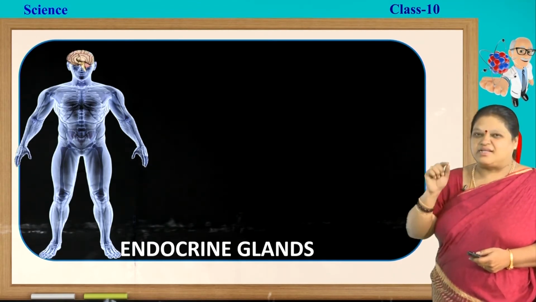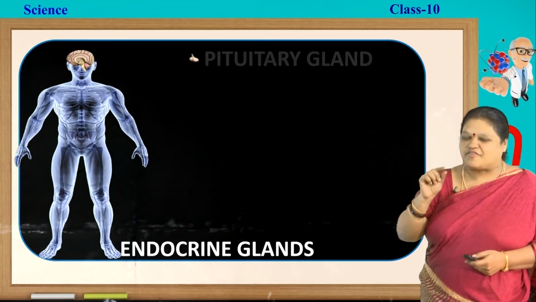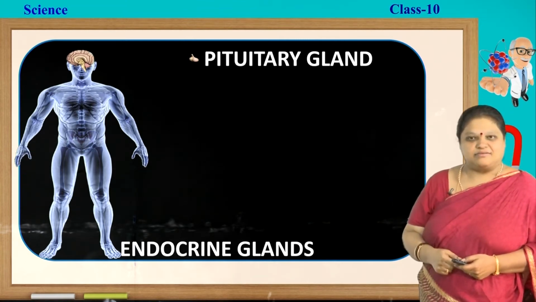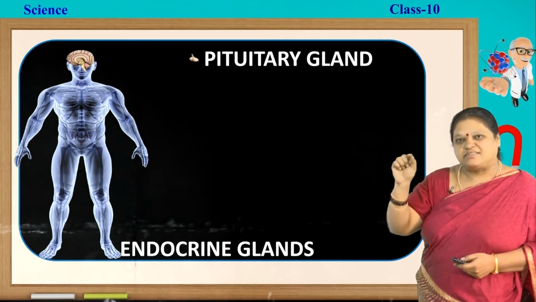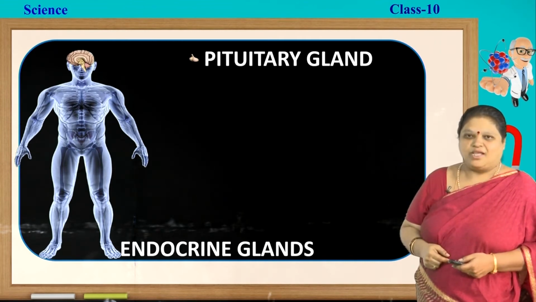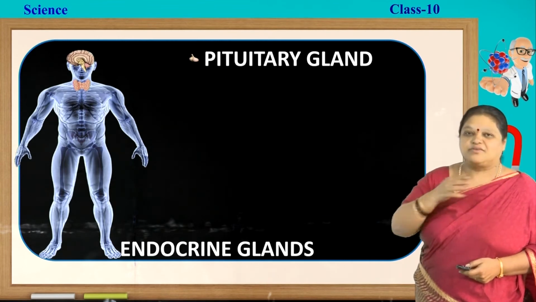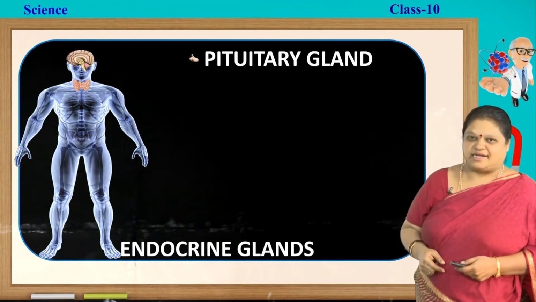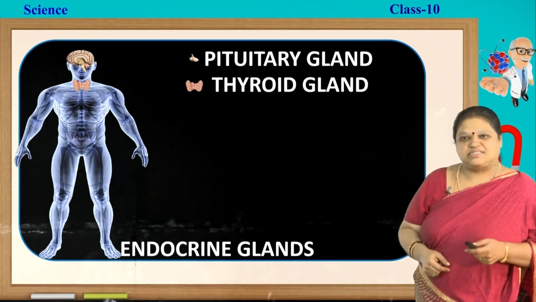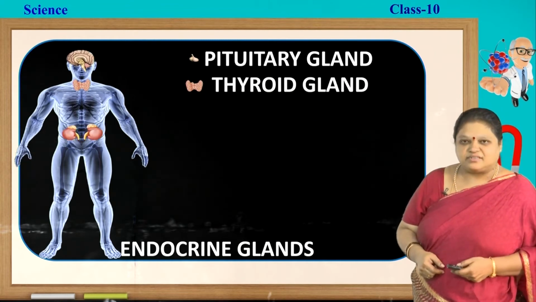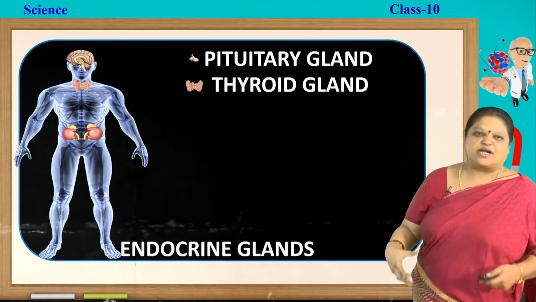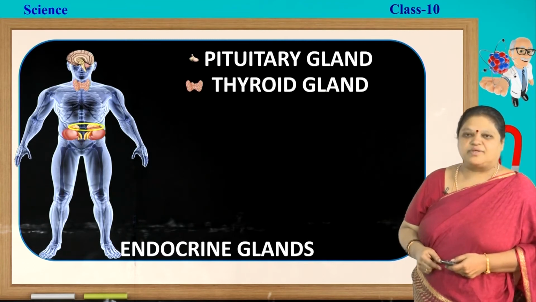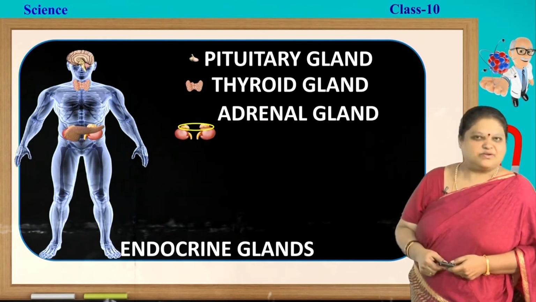Below the brain there is a small organ, the size of a peanut, which you call the pituitary gland. This is the most important gland. You can see how small it is, the size of a pea or peanut. Next, in the neck region, you find one gland surrounding the neck, which you call the thyroid gland. This is the second most important gland. Next, above the kidneys you find a few glands, which you call the adrenal glands.